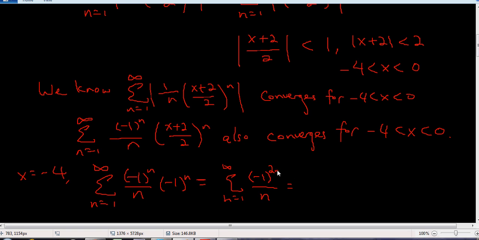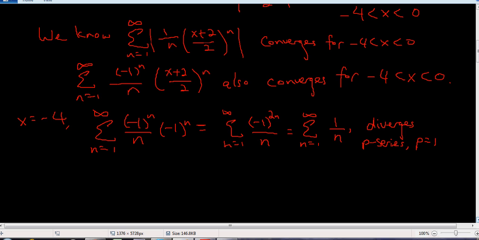Let's see what happens. I plug in 1. It's still even up here. 2, even. 3, even. It's always even. So this leaves me with 1 over n, because -1 to anything even gives me back 1. So this, we know, diverges. It's the p-series for p equals 1. Great. So we know it doesn't converge for -4.